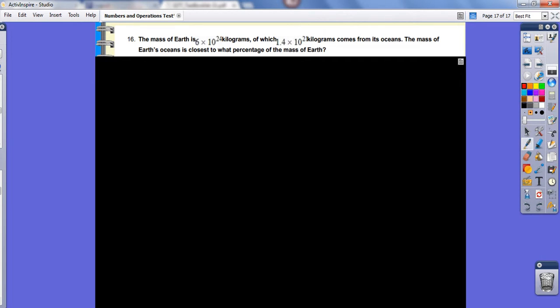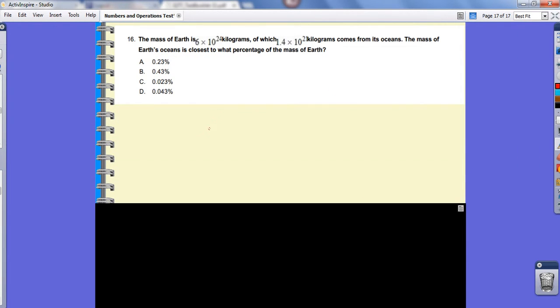Here I know these two numbers. If I just wanted to know the mass there, my operation is going to be to divide. I've got to divide 6 times 10 to the 24th divided by 1.4 times 10 to the 21st. When I do that, I'm going to get 2.3 repeating, and I'm just going to put it over here times 10 to the negative fourth. So when you actually divide those out, that's what you're going to come up with.